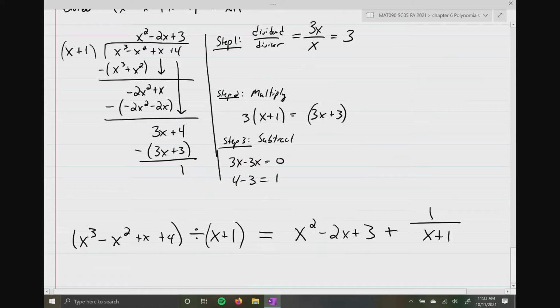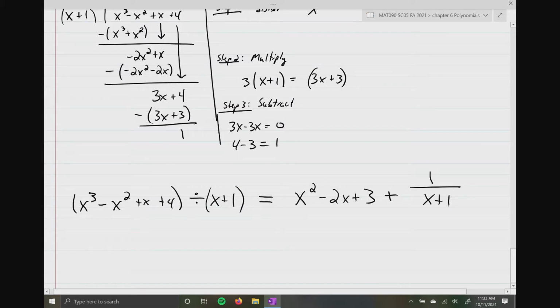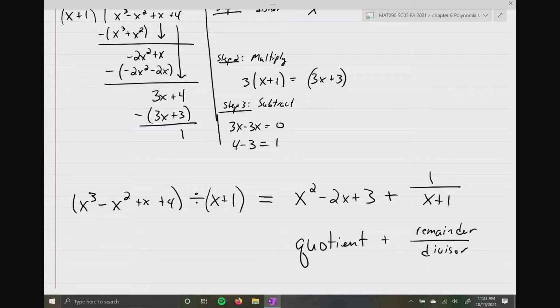over your divisor. So what I'm going to do underneath is write the word quotient plus your remainder divided by the divisor. So for us, it's going to be x to the second minus 2x plus 3 plus 1 divided by x plus 1.